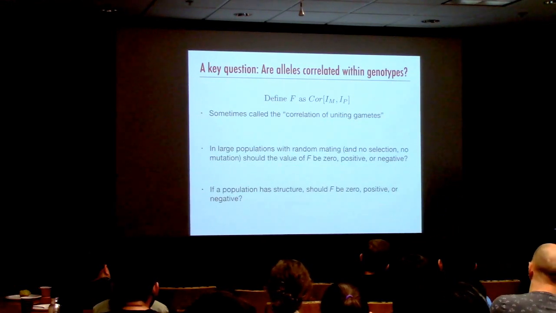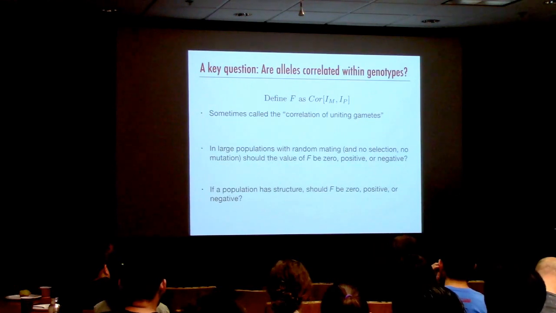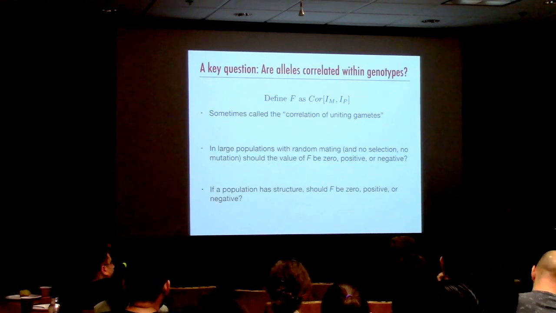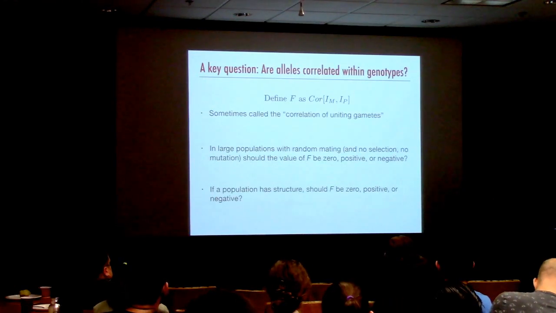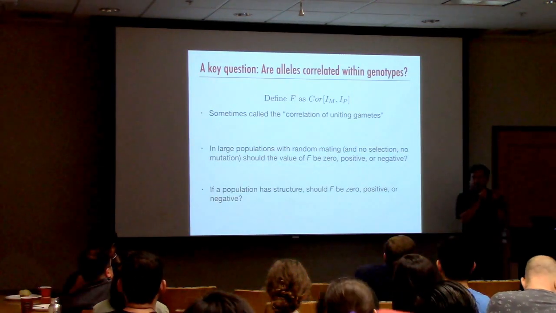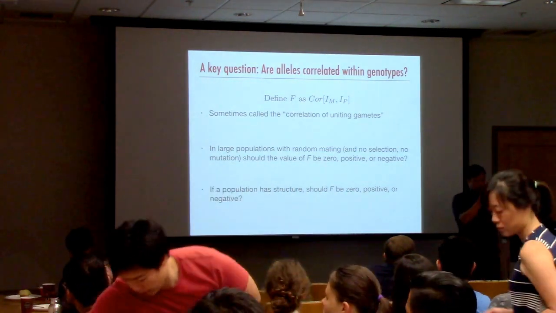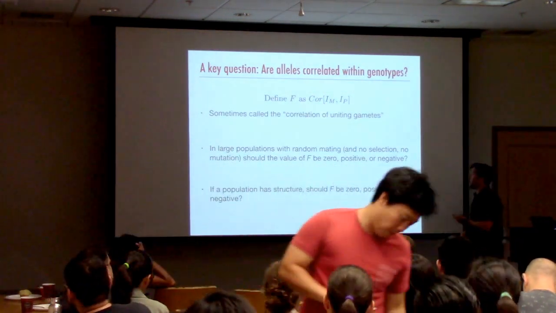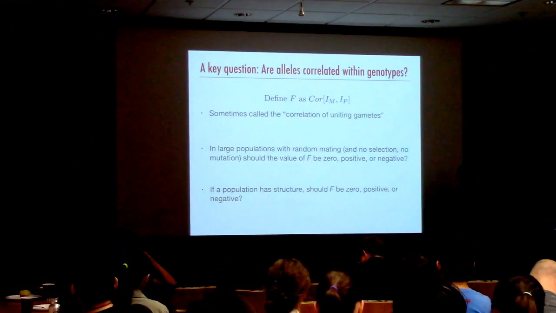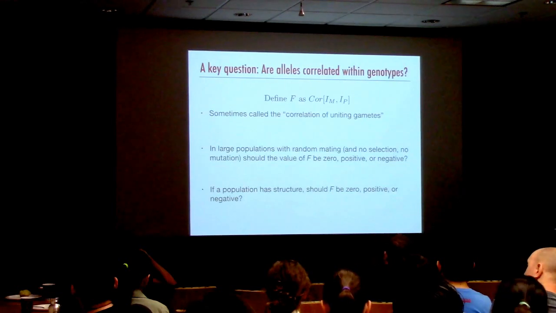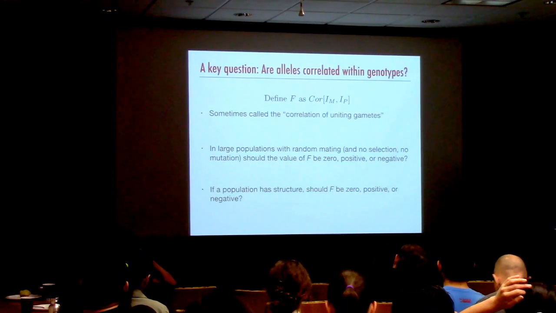If you tell me that the first allele, a maternal allele, is an A, I automatically know, oh, you're probably from this side of the room, and so your paternal allele is probably an A, right? And so there's some shared information there. There's some correlation between those two indicator variables that's introduced by the clustering of alleles geographically. Okay, so when there's population structure, F will tend to be positive.